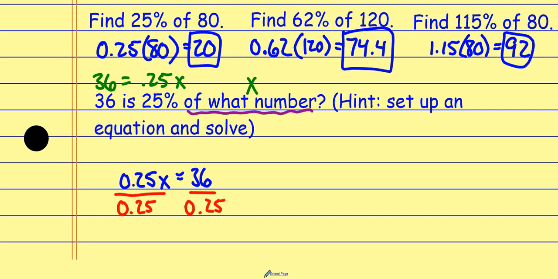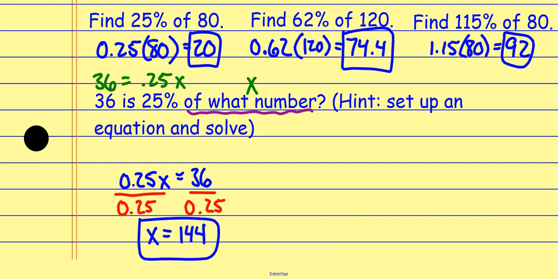Okay? But again, just setting up an equation and then solving that equation. So I get x equals, again, this is a job for my calculator, divided by the 0.25 is 144. And once again, it's really easy to check this thing.